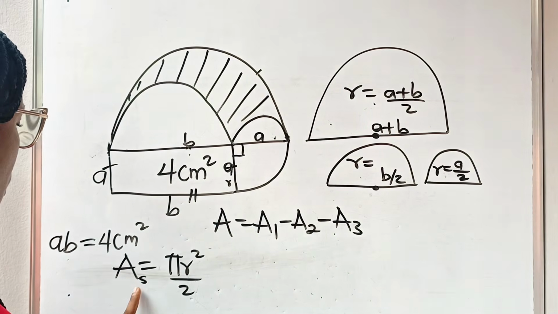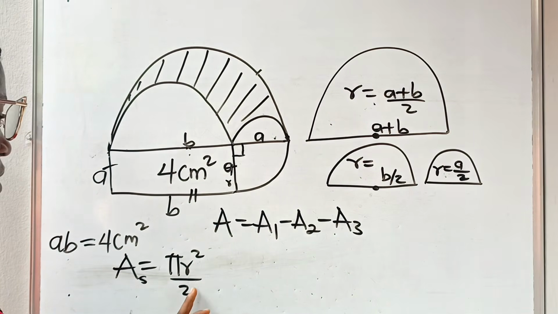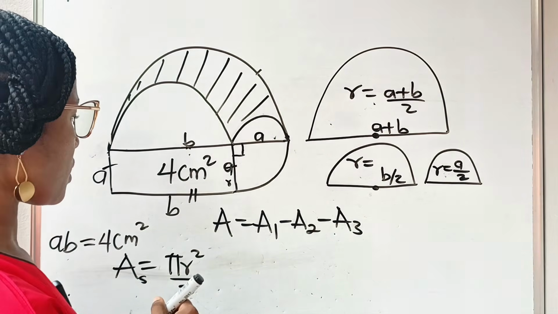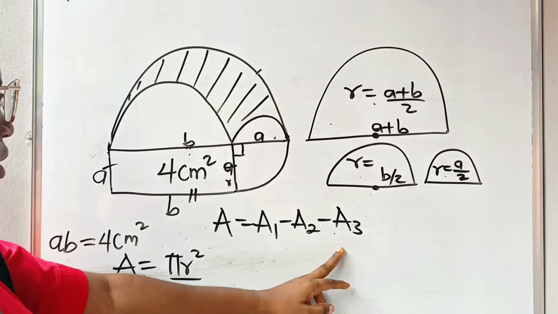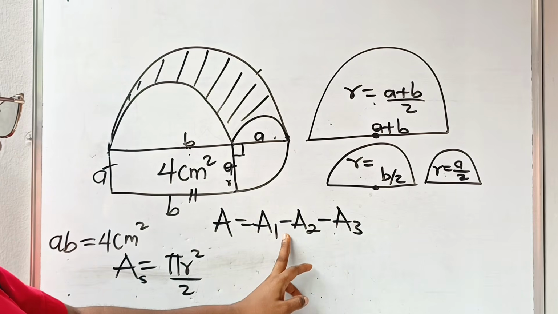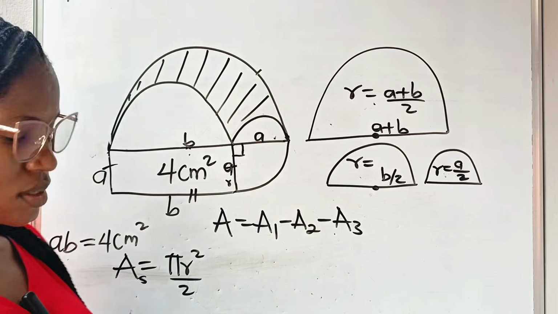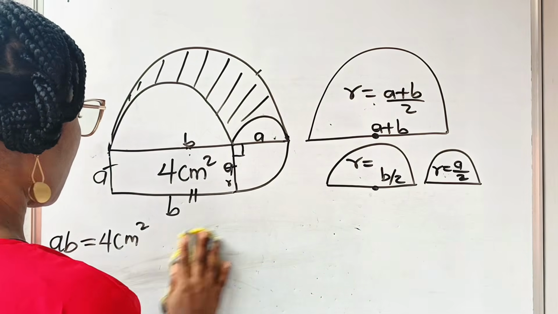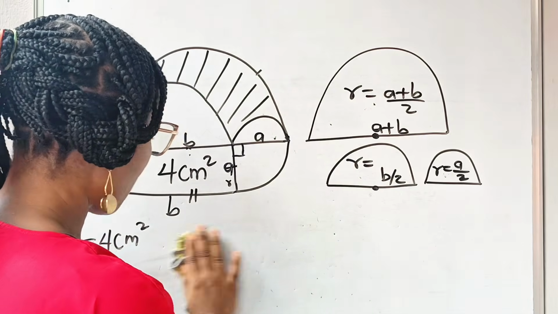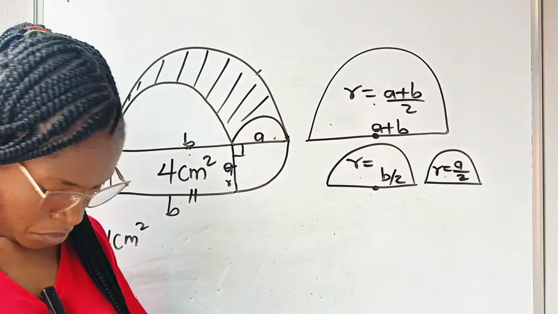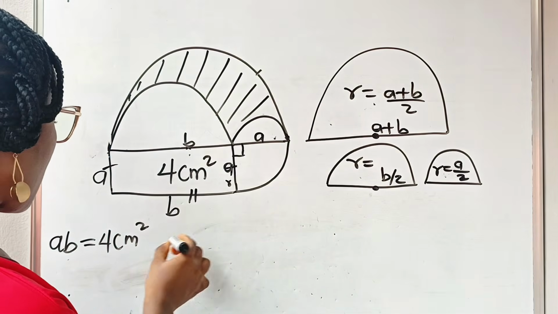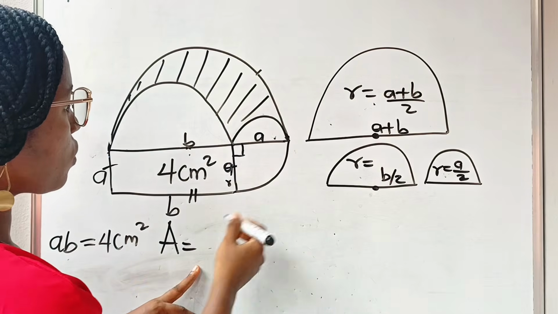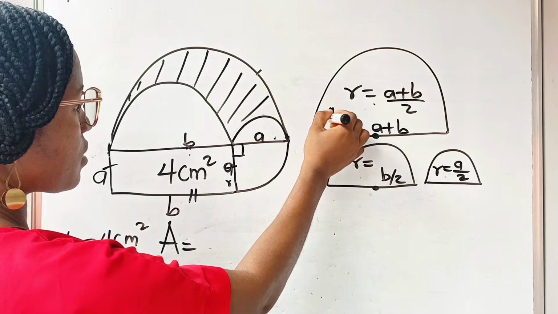Now remember that area is pi r squared divided by 2. Okay, so that means that, remember that this is our formula: A is equal to A1 minus A2 minus A3. So let's bring it in here. So now we have A, which happens to be the area of the shaded portion, will be equal to A1, which is this, right?